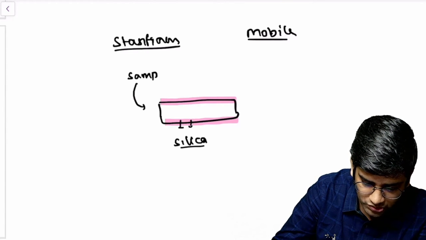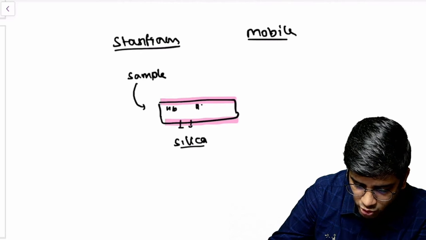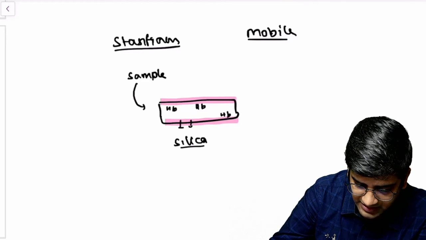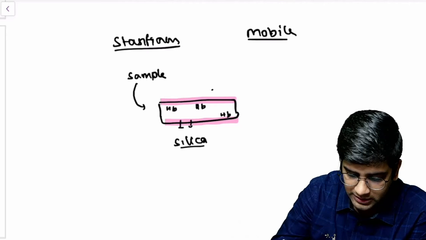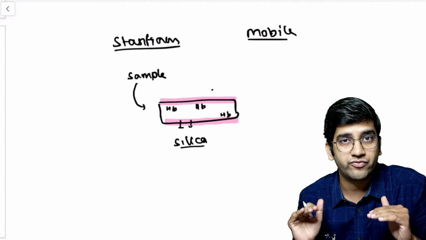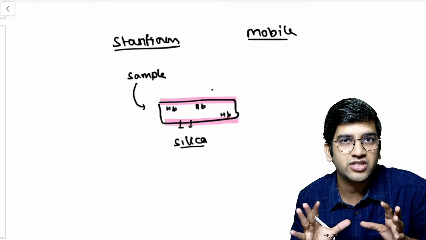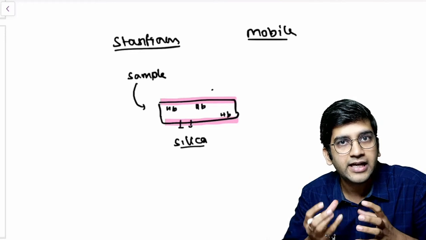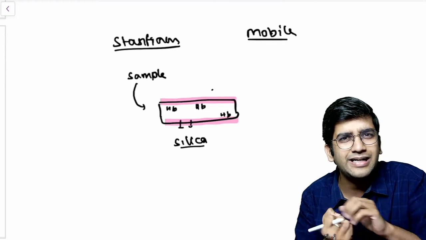When the sample goes into the cartridge, the hemoglobin will be stuck here, because hemoglobin has the positive charge and the silica has the negative charge, right? So there'll be negative charge in the silica and the positive charge in the hemoglobin, the molecule goes and gets stuck here. That's the stationary phase. It'll always be stuck. And the sticking of the molecule is based on the charge, more affinity and less affinity, right? If it has more charge, it'll bind so tight. Less charge, it'll bind less tight, right?